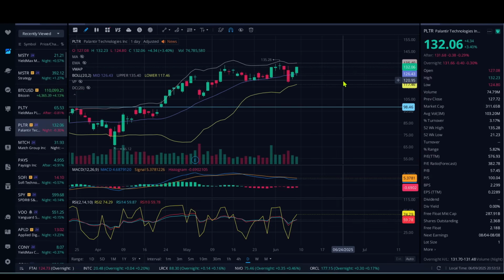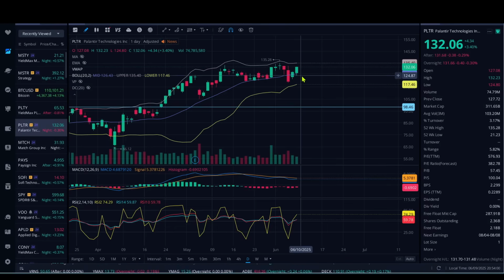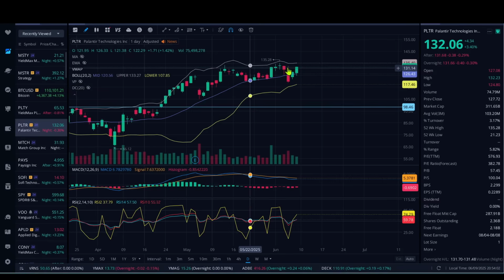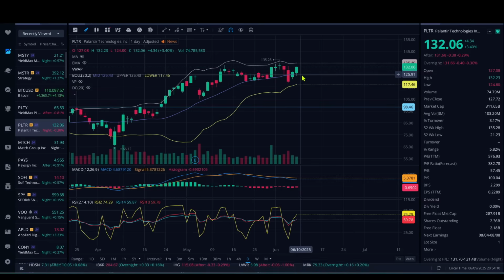And here we are on Palantir, and as you can see, again, it's just like MSTY and MSTR, PLTY and Palantir. When you flip between the charts, they look almost identical. And that's why I don't mind using the PLTY charts to decide when to buy versus using the Palantir chart, right? Or MSTY to MSTR, because they are very close to being the same.